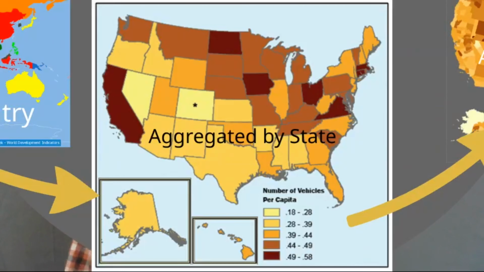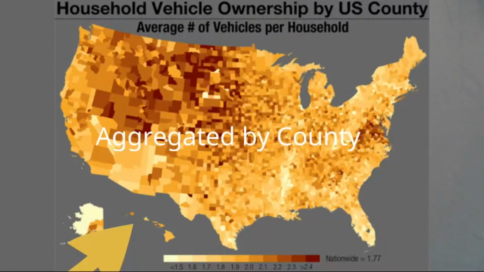So you can see the states with the highest, like California or Virginia, or the states with the lowest, like Nevada. So if you aggregate by state, that gives you a little more information. But if you want even more detail, you can aggregate it by county. So this is the average number of vehicles per household, and you can see every county in the United States. So aggregation is important because it helps us to see what detail level you want of the information.